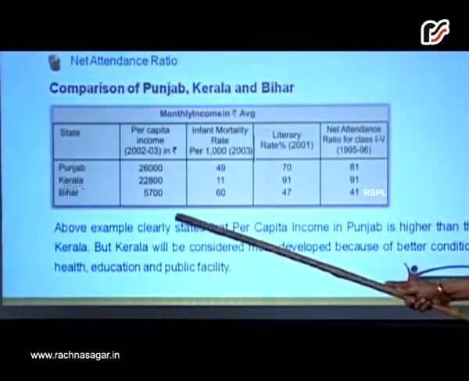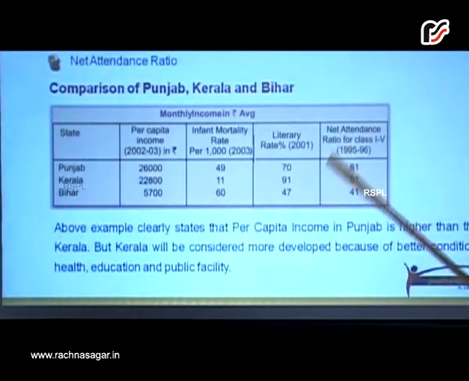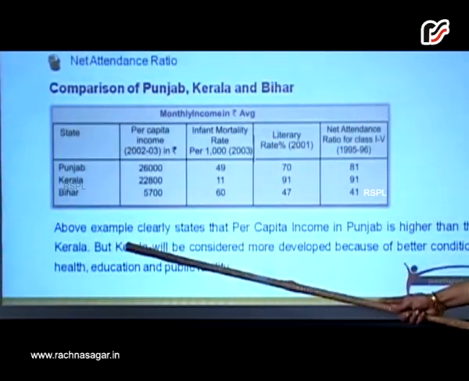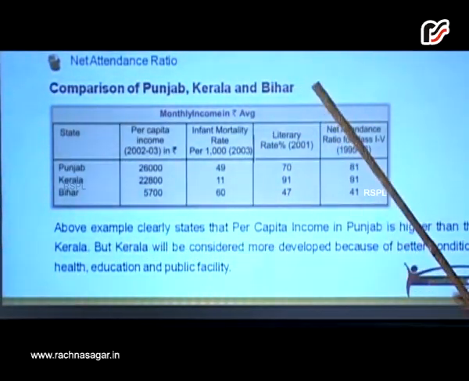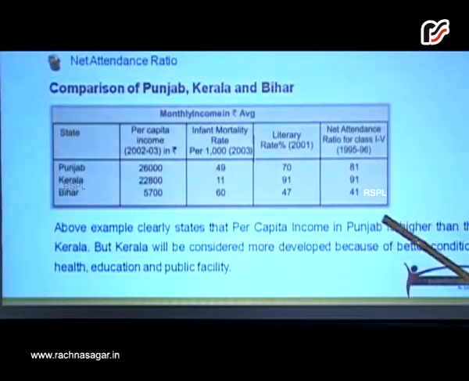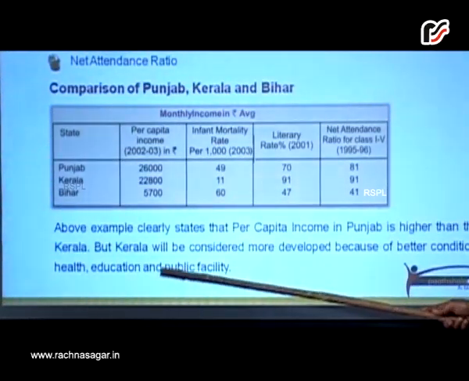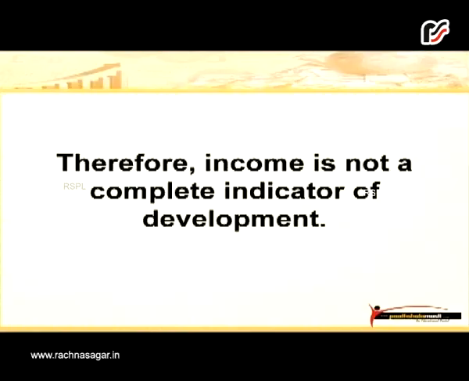The above example clearly shows that per capita income in Punjab is higher than that of Kerala, but Kerala will be considered more developed because of better conditions of health, education and public facilities. Therefore, income is not a complete indicator of development. Money cannot buy a pollution-free environment, protection against diseases, etc. Collective responsibility is necessary. For example, PDS adopted by some states for better quality of food and medical facilities.